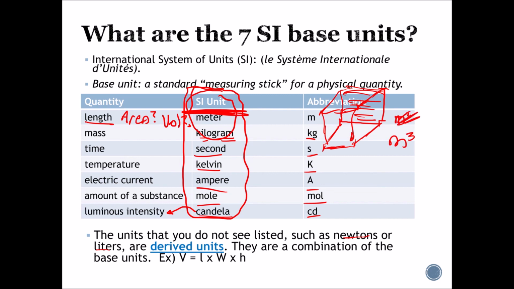So the SI unit is meter. Meters squared, meters cubed, or area and volume. These are derived units. So meters squared, meters cubed, derived units. Newtons is also a combination of multiple units. So understand the difference between a derived unit, which is not seen, and an SI unit, which is listed here.